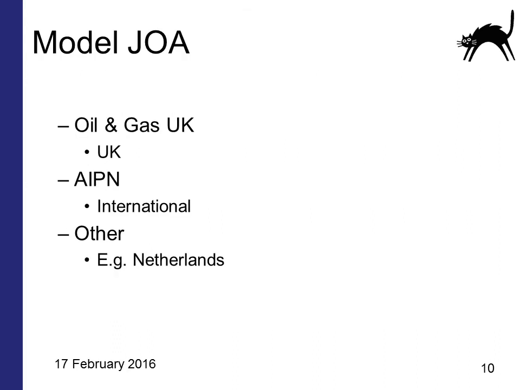There are a number of different model joint operating agreements that can be used. Choice of the applicable joint operating agreement model depends on a number of factors, mostly custom and practice, but may also be impacted by the expectations of the host country. In the UK, new joint operating agreements are based on the model form devised by Oil and Gas UK, which is the trade body formed by upstream companies.